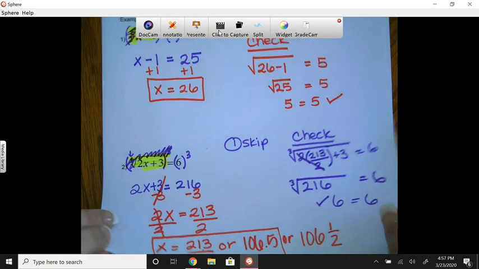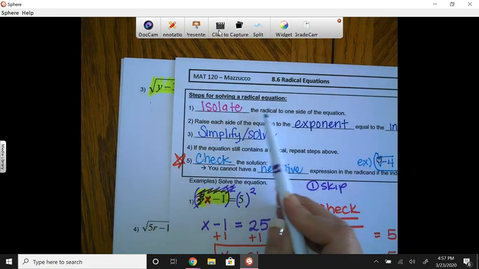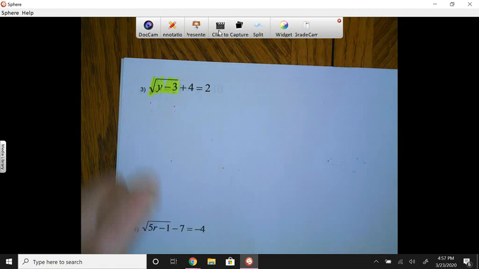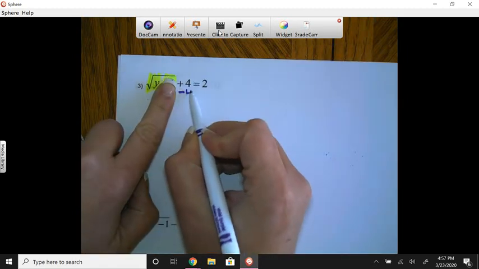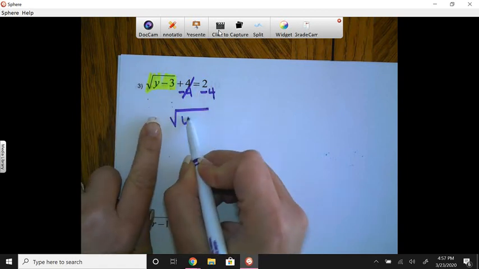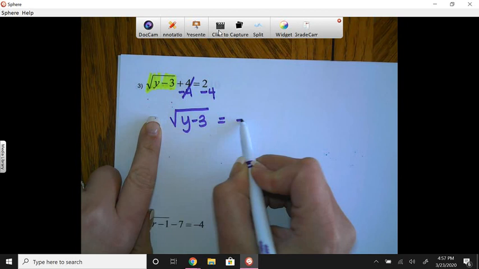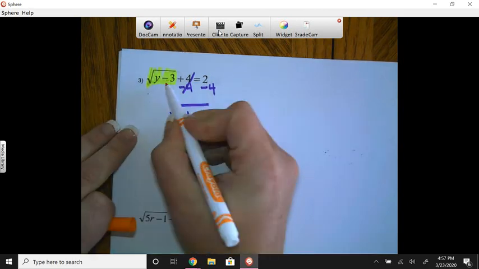Okay, let's go ahead and take a look at number 3. So the first step is to isolate the radical to one side of the equation. So we want this all alone. To get rid of the plus 4, we're going to go ahead and subtract 4. And then we are going to step 2. So this is step 1 here.